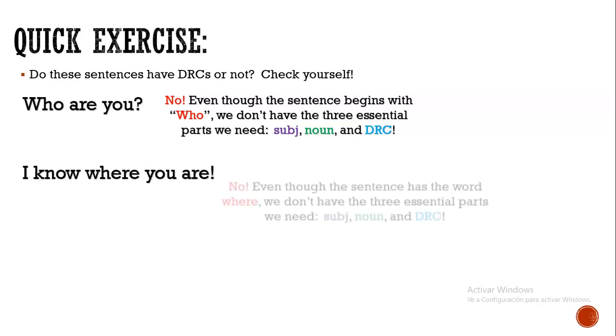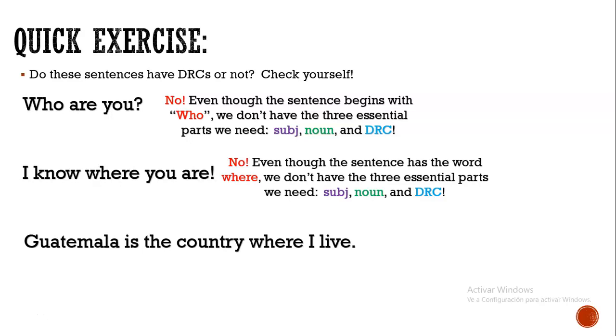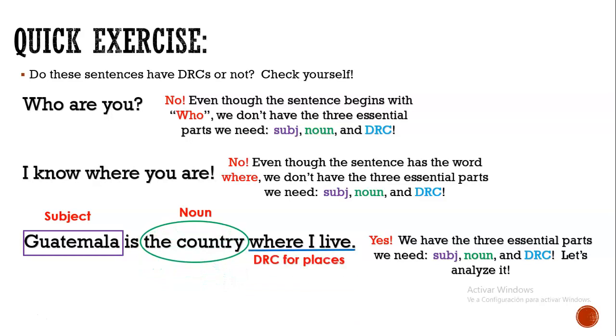I know where you are. No. Even though the sentence has the word where, we don't have the three essential parts again. Subject, noun, and DRC. Now let's look at the last one. Guatemala is the country where I live. Yes, we have the three essential parts we need. The subject, Guatemala, the noun, the country, and the DRC, where I live, which in this case is a DRC for places.